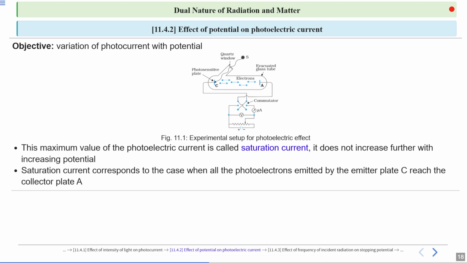Saturation current corresponds to the case when all photoelectrons emitted by the emitter plate C reach the collector plate A. This means the applied potential is strong enough to sweep up all the emitted electrons. So none are left behind. As we move forward, keep in mind that reaching saturation current tells us we have maximized the collection of the photoelectrons for the given light intensity.